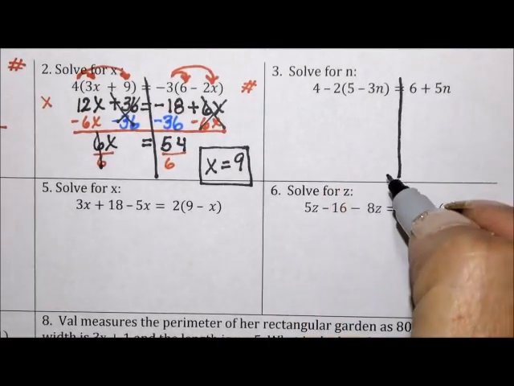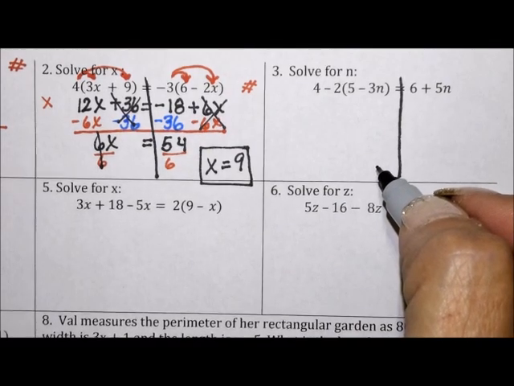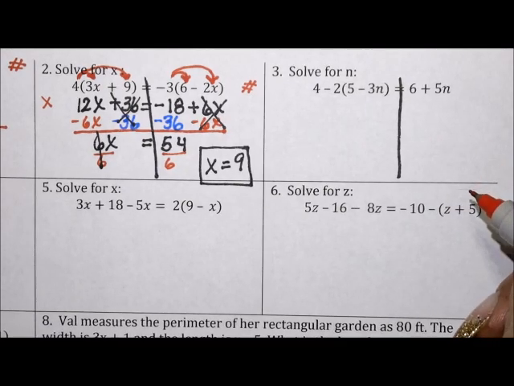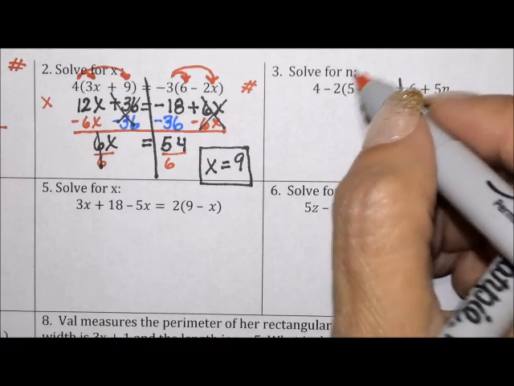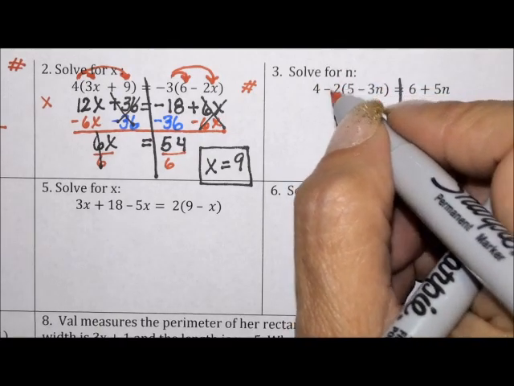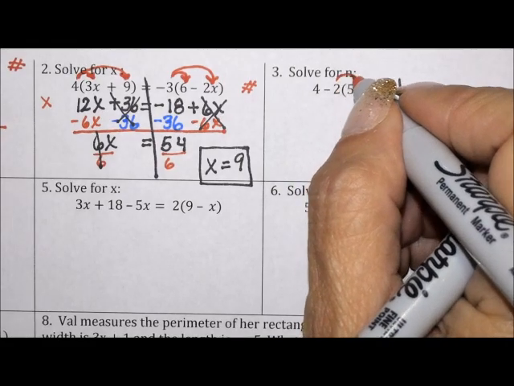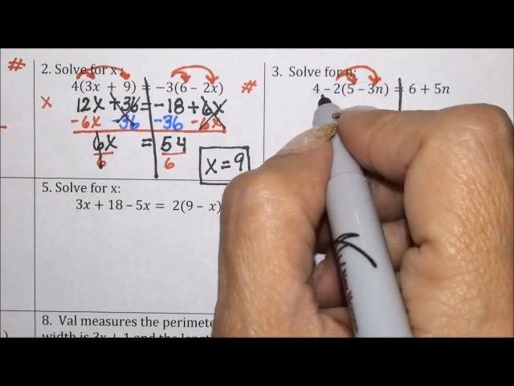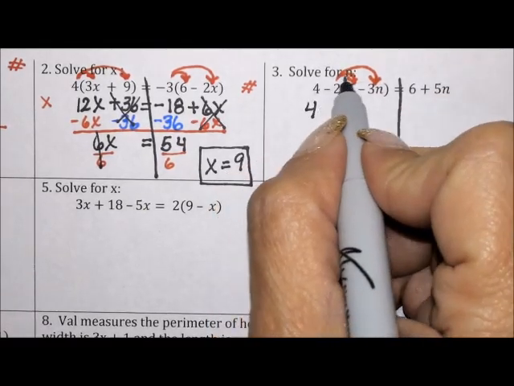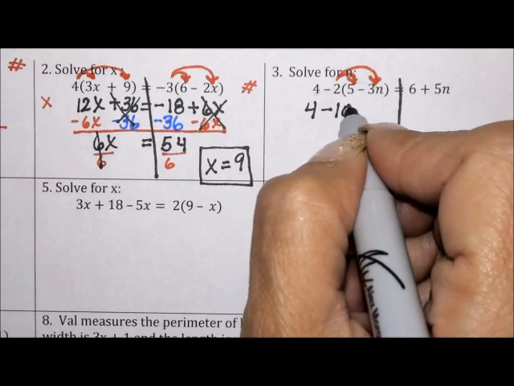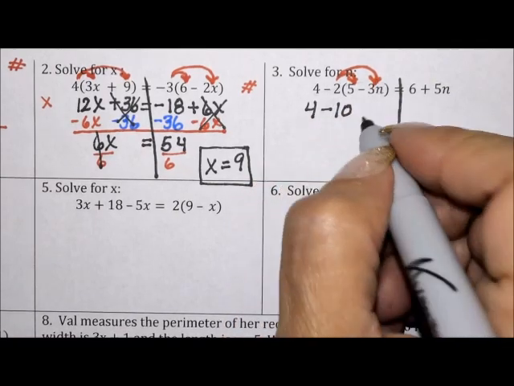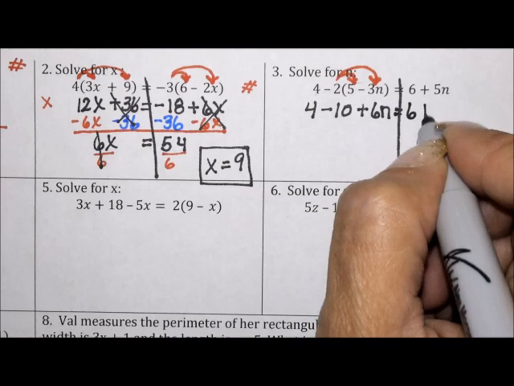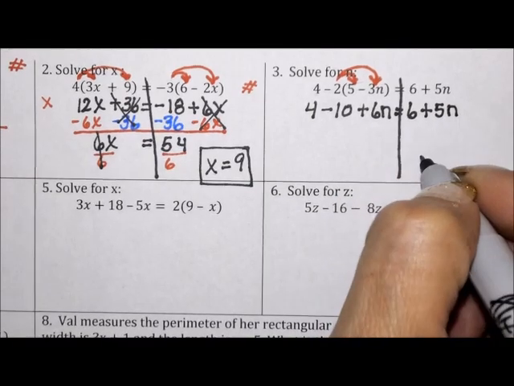I'm going to give you just a minute to start on that one. You do have some hippity-hoppity in here. Only this time I've got a 4 first, and then I've got this negative 2. So it's going to be negative 2 times 5 and negative 2 times negative 3n. So we're going to write the 4. Negative 2 times 5 will be negative 10. Negative 2 times negative 3 will be positive 6n. Equals 6 plus 5n.